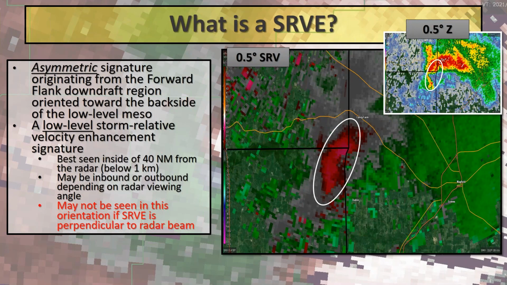But it's an enhancement best seen within probably 40 nautical miles from the radar, like many other features that you should be concerned with when looking for tornado genesis. And that's really where we're going with why this is important. But the important thing that we'll talk about today is it may not be seen in this fashion if it's not located in the best shape with relationship to the radar.